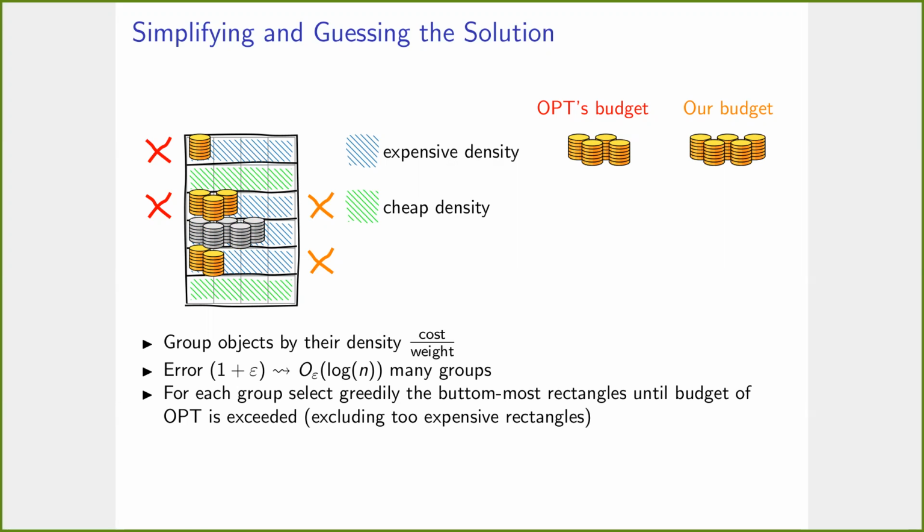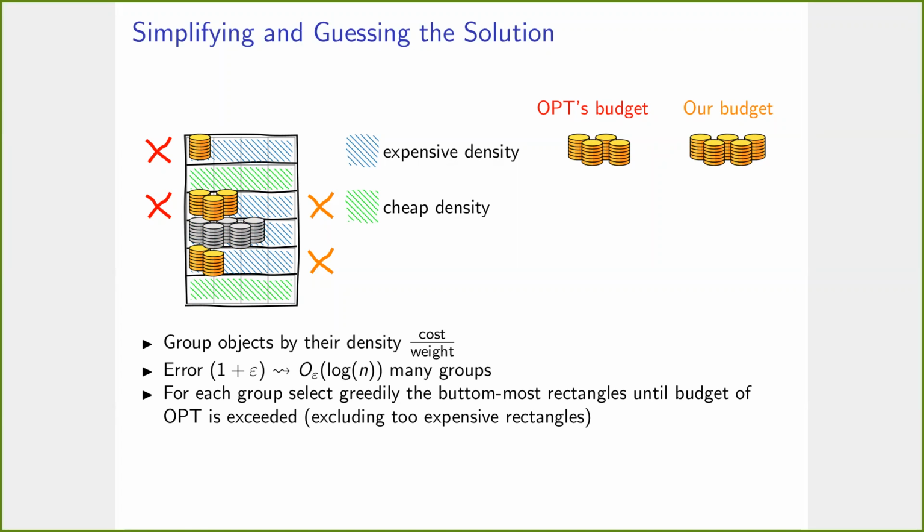And why is this only a factor of 2 away from opt's budget? This is because we threw away all rectangles that cost more than opt's budget, and we greedily picked the rectangles. At some point we were still below opt's budget, and then we took 1 extra rectangle. We were above opt's budget, but since this additional rectangle costs only opt's budget once, we are at most a factor of 2 above.